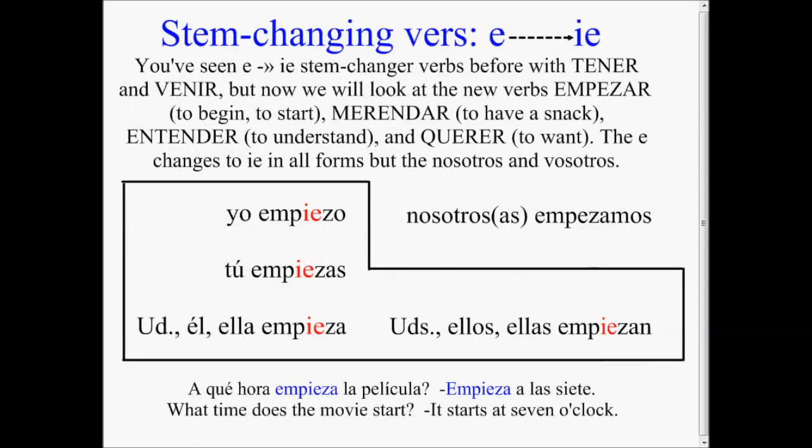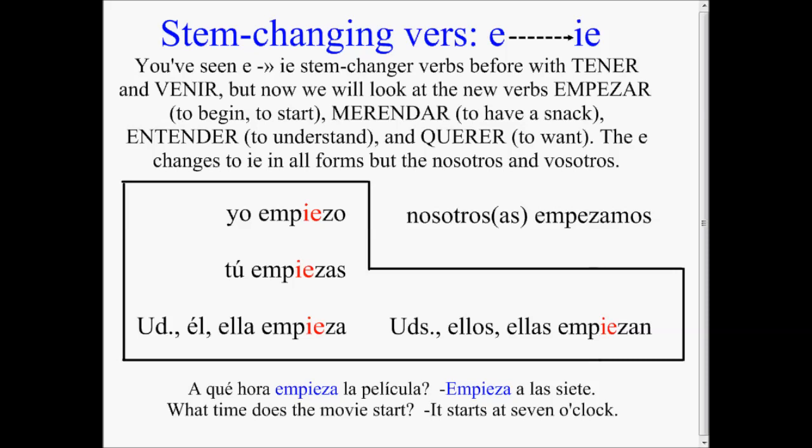Now let's look at stem-changing verbs E to IE. You've seen E to IE stem-changing verbs before with tener and venir. But now we will look at the new verbs empezar, to begin, to start, merendar, to have a snack, entender, to understand, and querer, to want. The E changes to IE in all forms but the nosotros and vosotros forms. Remember to draw a boot around these forms. Yo empiezo, tú empiezas, usted, él, ella empieza, ustedes, ellos, ellas empiezan.